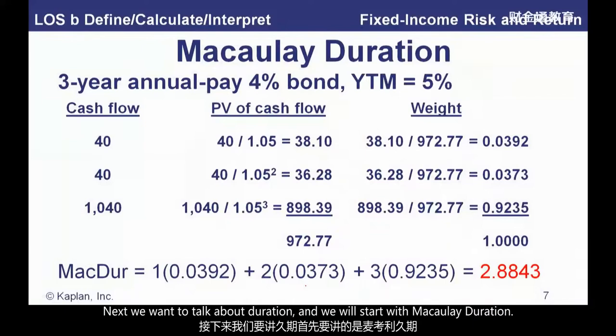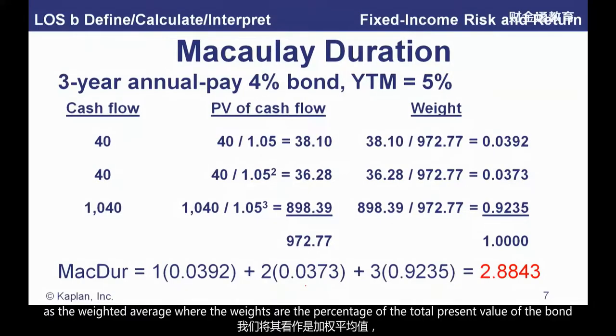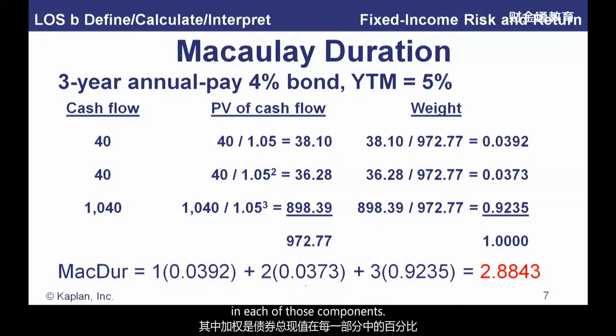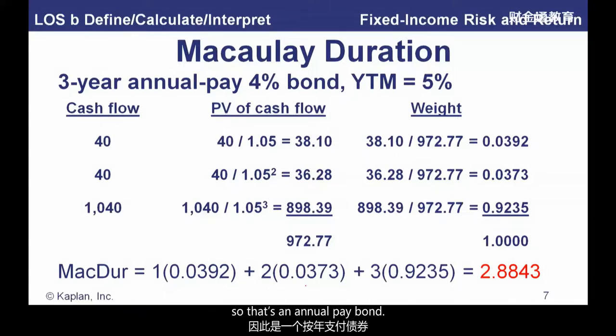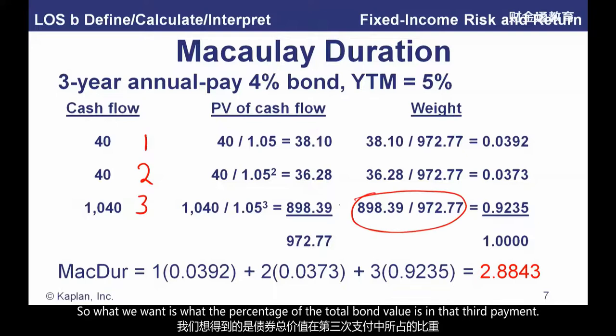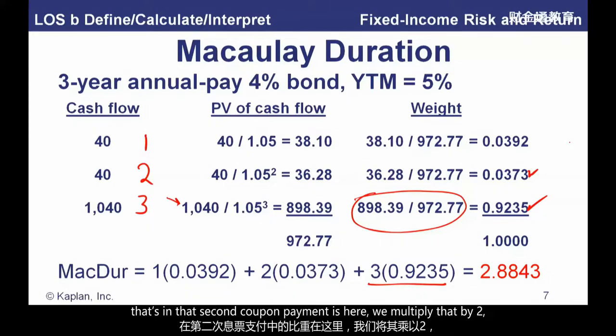Next, we want to talk about duration, and we'll start with Macaulay duration, the way the concept was first introduced. We will calculate Macaulay duration as the weighted average, where the weights are the percentage of the total present value of the bond in each of these components. Each of those payments comes at a different point in time. So that's an annual pay bond, and we could say that the first 40 comes in 1 year, the second one in 2 years, and the final payment in 3 years. So what we want is what percentage of the total bond value is in that third payment. This we're going to multiply by 3. This percentage of the total value that's in that second coupon payment is here.